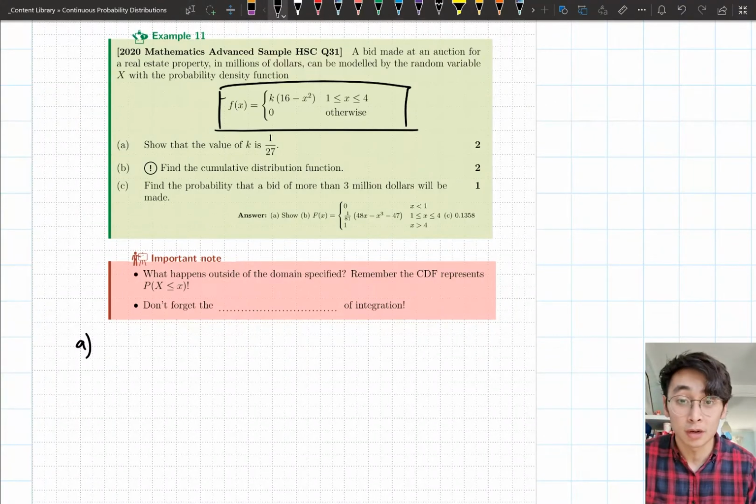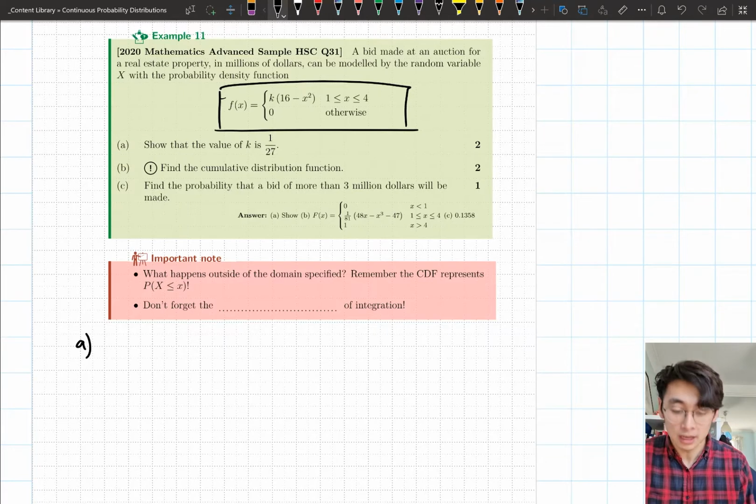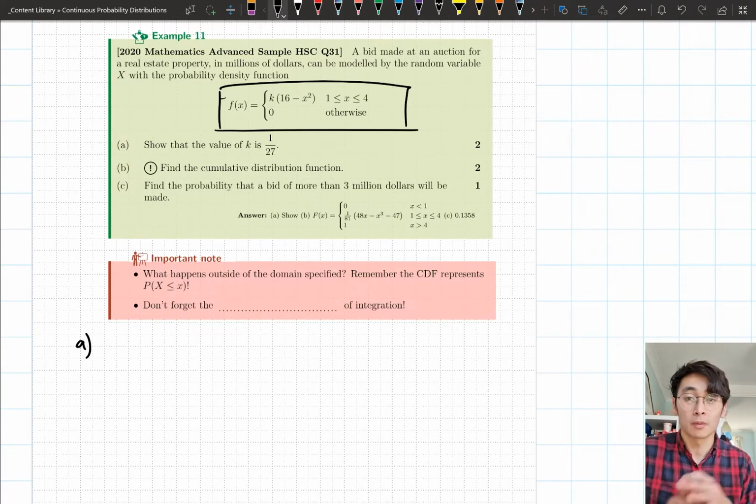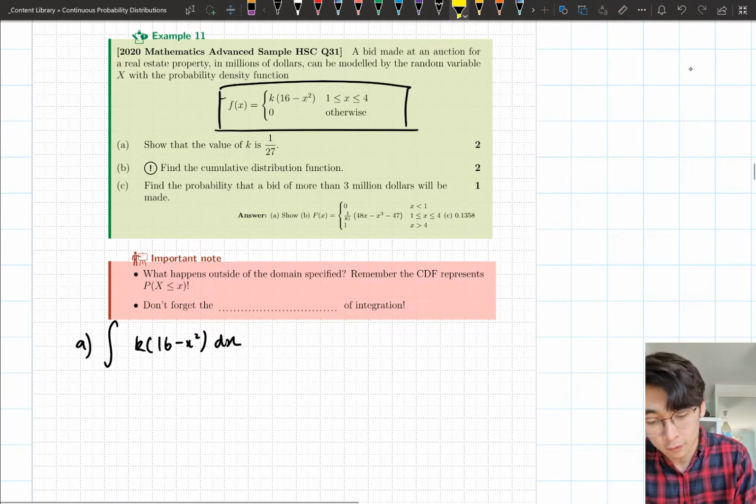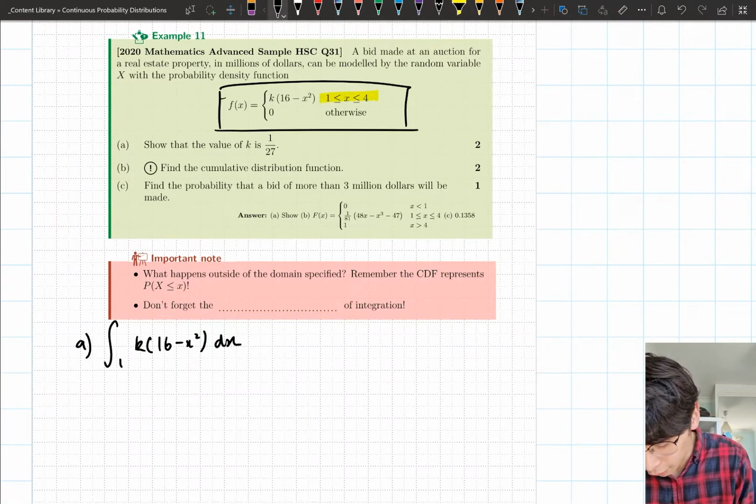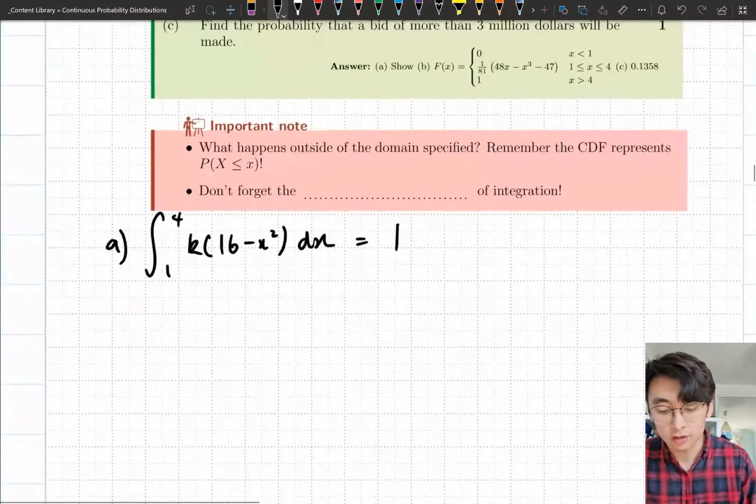Now, just like we did in the previous example, in order for us to have a valid probability density function, we need the integral of our probability density function over the domain to be equal to 1. So what I'm going to say here is the integral of k(16 minus x squared) dx, and the domain is from 1 to 4, is equal to 1. It needs to equal 1. So let's just integrate this.